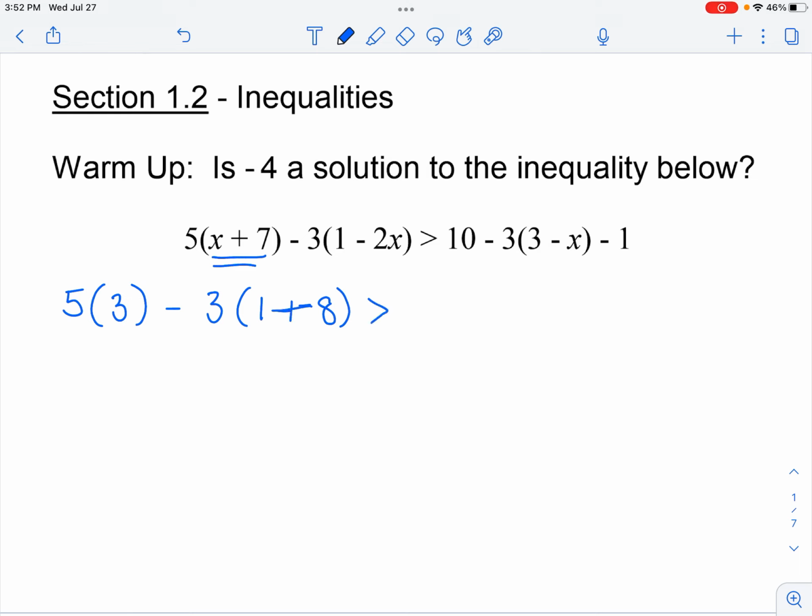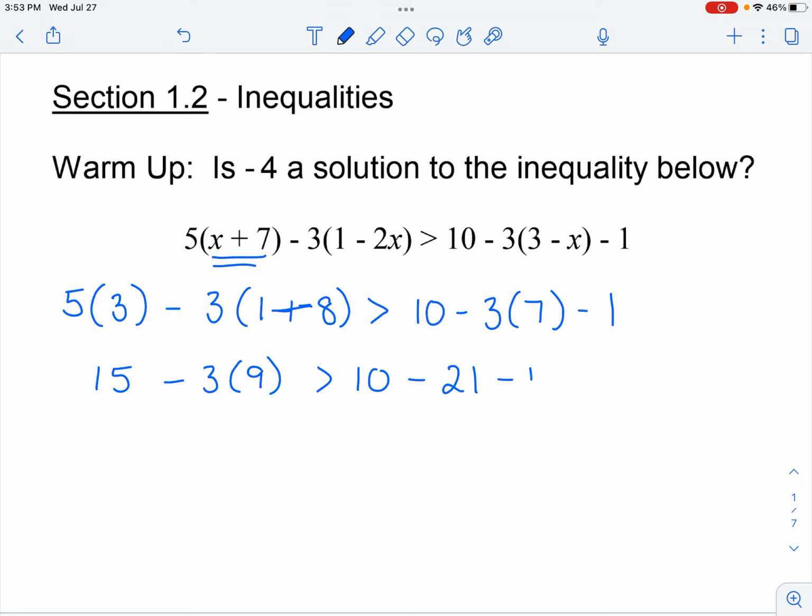Okay. Is that greater than 10 minus 3 times 3 minus -4? 3 minus -4 is 3 plus 4, which is 7 minus 1. All right, so let's see what happens here. I've got 5 times 3 is 15, minus 3 times 9 is greater than 10 minus 3 times 7 is 21, minus 1. Well, this is 15 minus 27. 15 minus 27 is -12, which is greater than 10 minus 21 is -11. -11 minus 1 is -12.